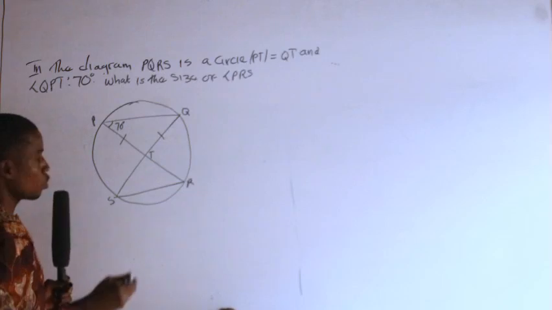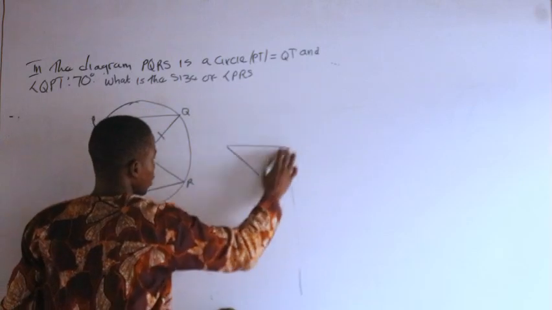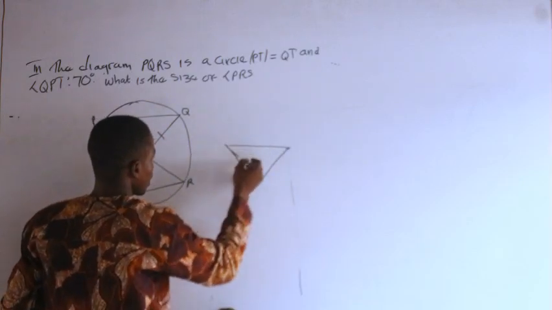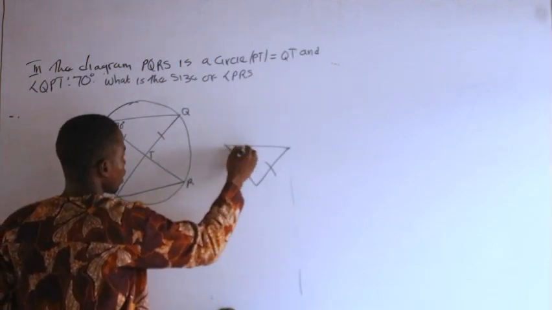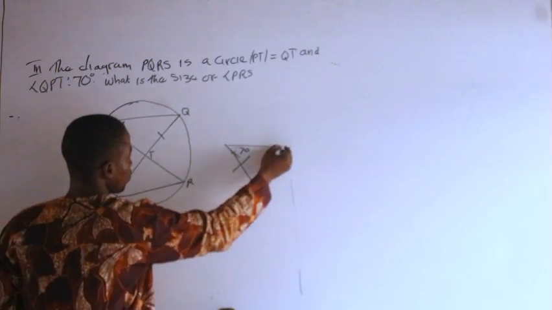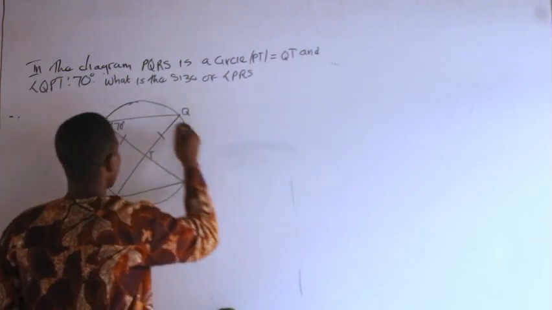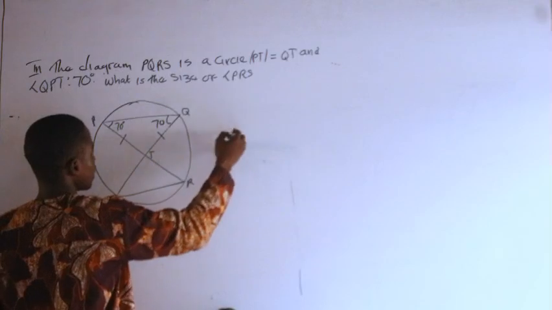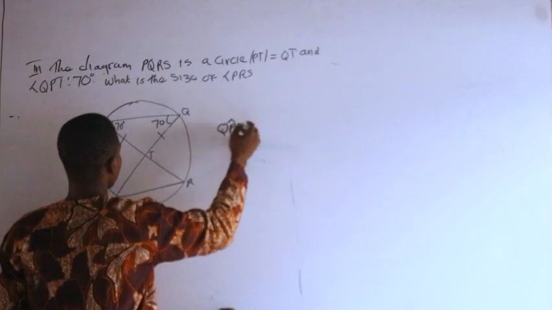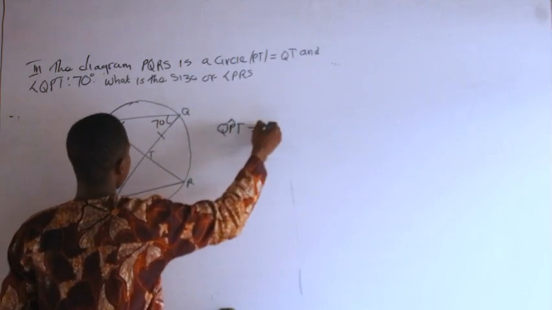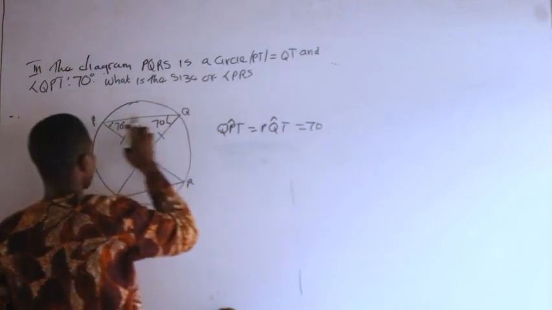Now, look at it. When we have a line like this, they give us 70 here. Are you hearing me now? And they mark it like this. What will be here? 70. It means that the angle QPT equal to angle PQT equal to 70. This and this, they are the same thing.